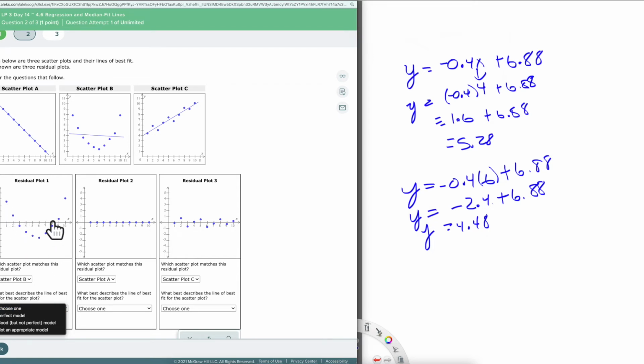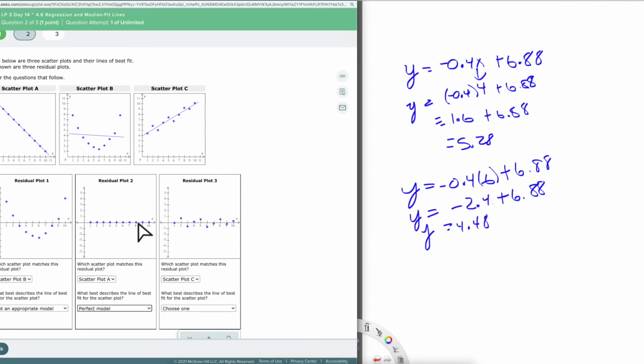So that's not appropriate. If we're looking at residual plot 2, which matches plot A for the scatter plot, those ones are right on the line. That seems like a very perfect model, especially since all the residuals are 0, meaning that our predictions are exactly what's actually happening. That means that is a perfect model.